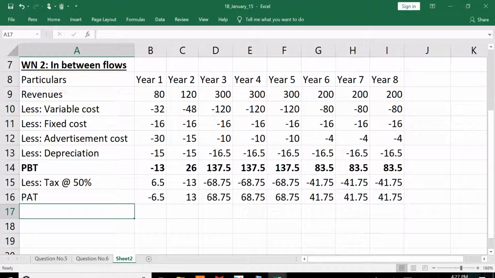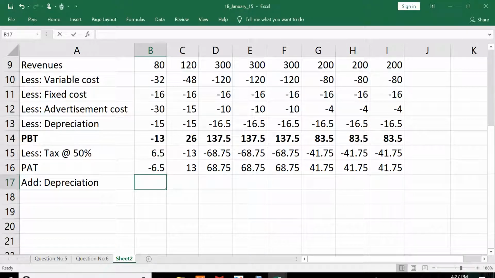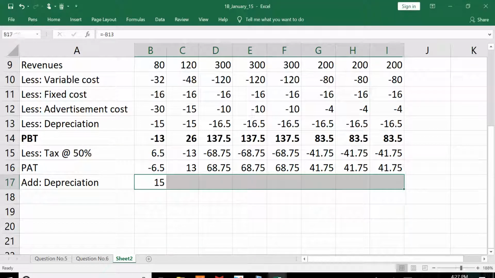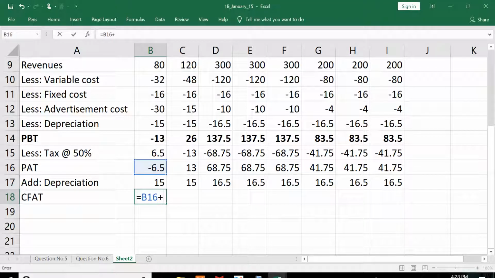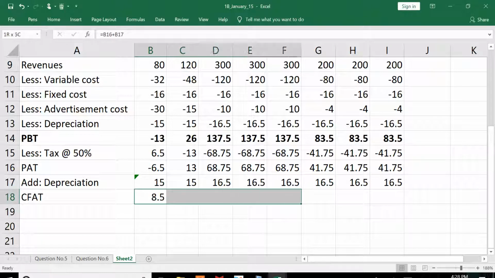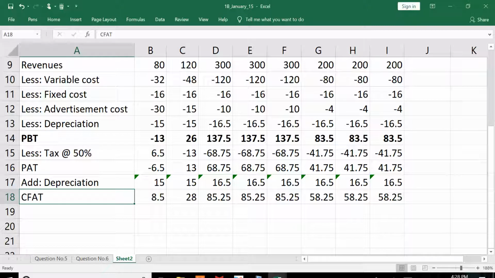We will add back depreciation now. Any doubts on the tax adjustment? Because there is a loss, you are going to save tax. Add back depreciation and get it as CFAT.